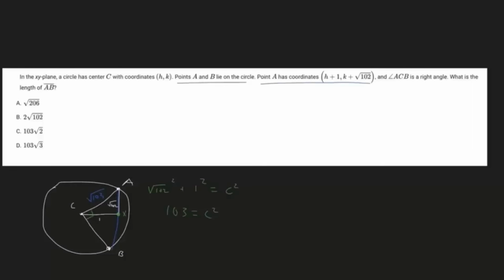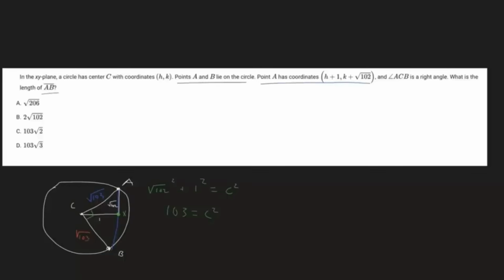Point B lies on the circle and is also connected to C, the center. Therefore, this represents the radius, right? AC, the distance of square root 103, that's the radius. And so we can just apply that same value to side length CB. And the question wants us to find the length of AB.